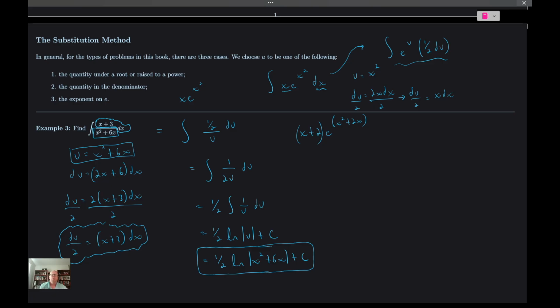So, all right, learn these 3 things to look for. And if you have any questions, please let me know.